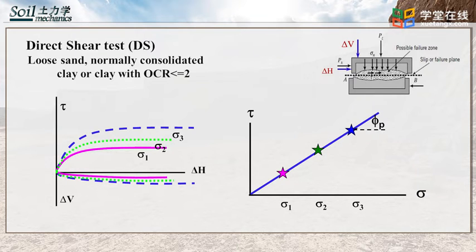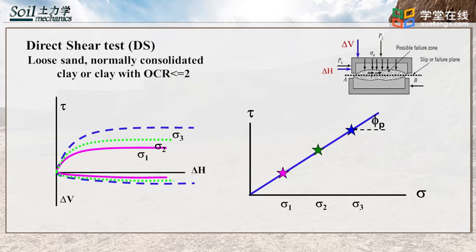In the figures, delta V is the change of volume during test. Delta H is the increment of the shear displacement. Sigma 1, sigma 2, sigma 3 are different normal stresses in different direct shear tests. As mentioned in the last slide, on the different normal stresses, the measured shear strength is different. So we can see three different curves in the first figure. The horizontal axis of the first figure is the increment of the shear displacement. Top of the y-axis is the shear stress, and the bottom of the y-axis is the change of the volume.